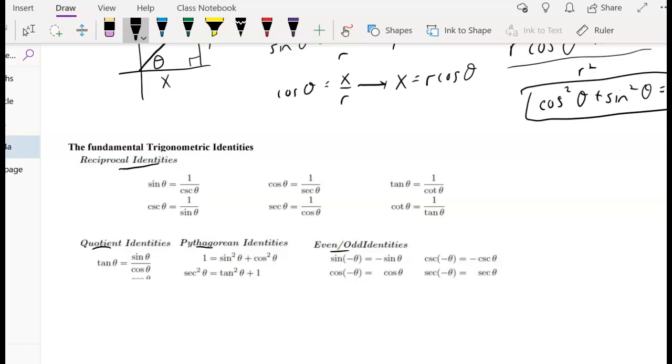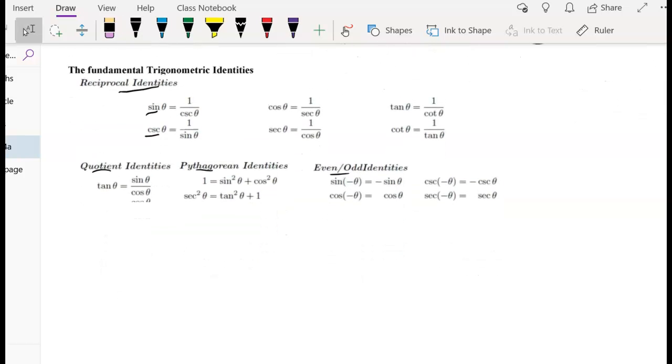All right, so reciprocal identity is probably the easiest one to understand because you've already learned what, for example, the cosecant is based on it being 1 over the sine of theta. And we also know that if the cosecant is 1 over the sine, it follows that the sine is 1 over the cosecant. So we've got our 6 reciprocal identities. Those are the first ones.